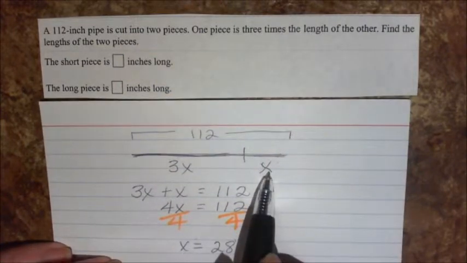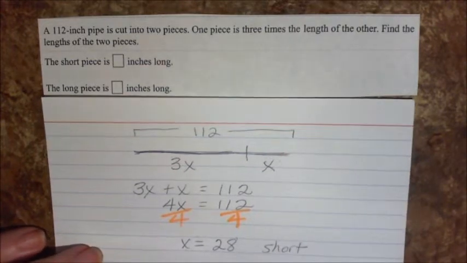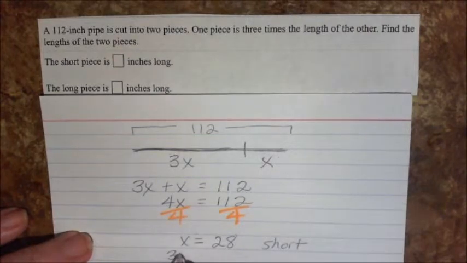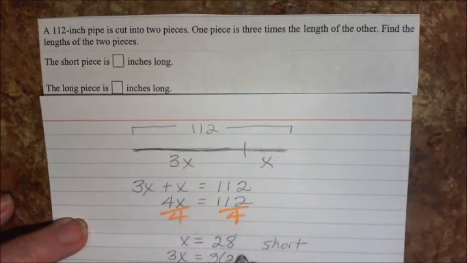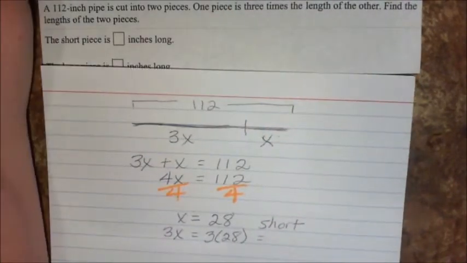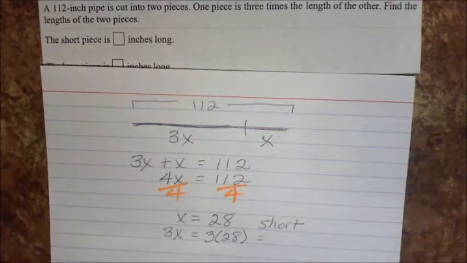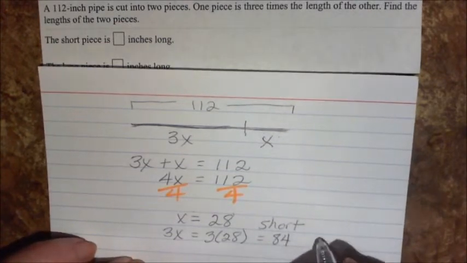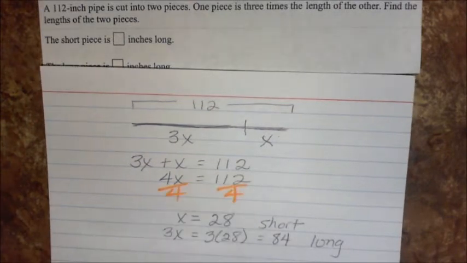So x we know is our short piece, 28. And then we can find the length of the long piece. We know that it is 3 times x. And now that we know the value of x, we can say 3 times 28. And 3 times 28 is 84. And we know that's the length of the long piece. And for these labels, we started with units of inches, 112 inches, so our short and long piece are also in inches.